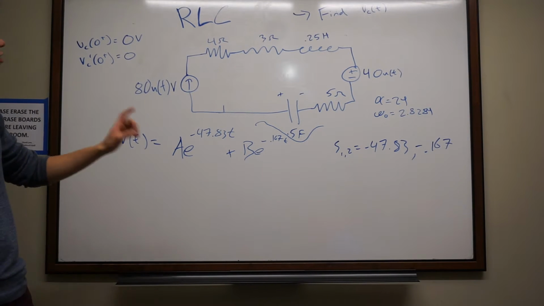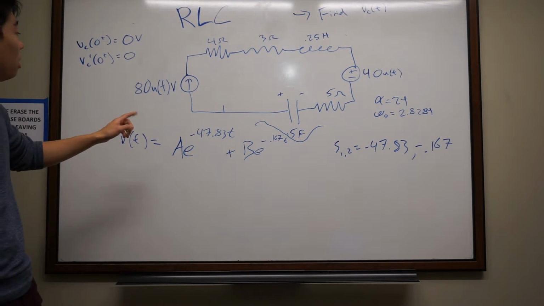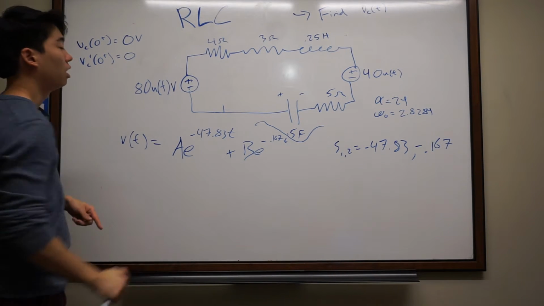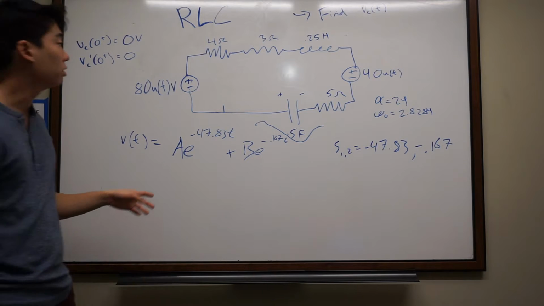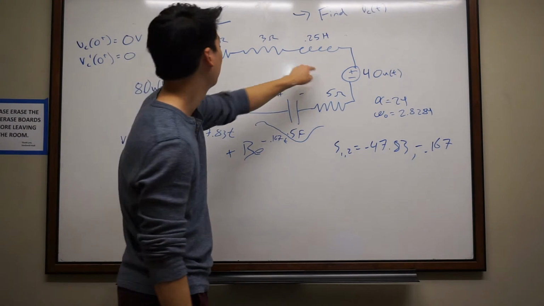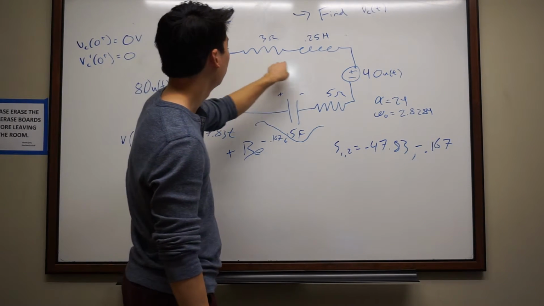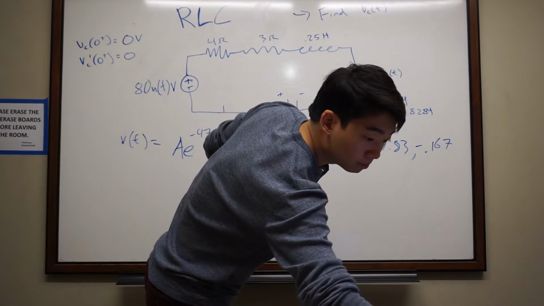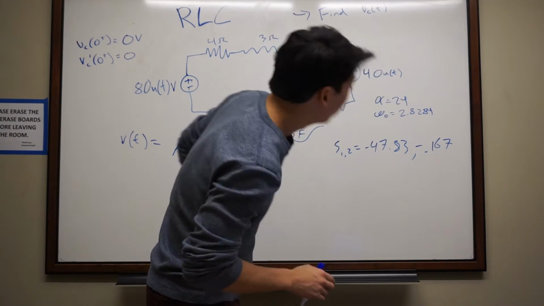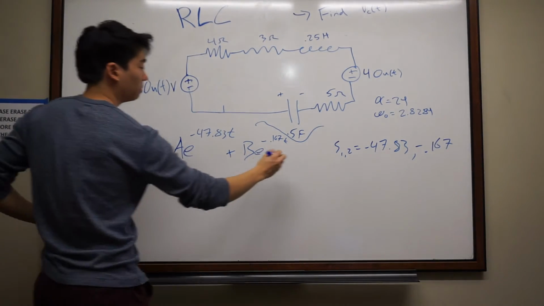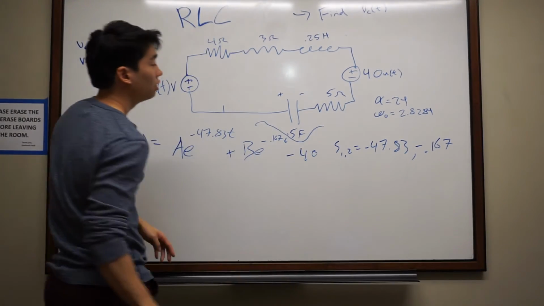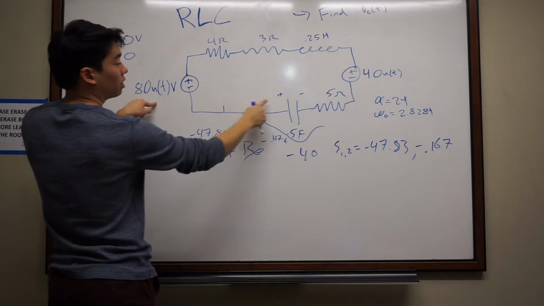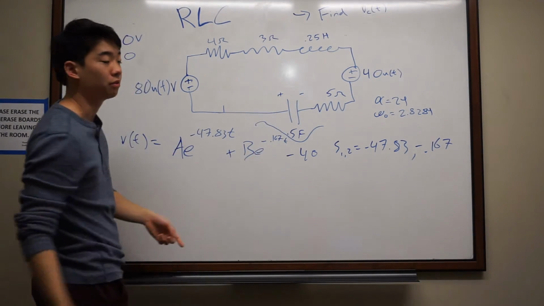Yeah, also I forgot to mention, we also have to add the supply voltage. Because these two are clashing, it's going to be negative 40. So it should be minus 40 over here, because when you combine these, this is going to be positive 40, but because the plus side is here, it's going to be negative 40.